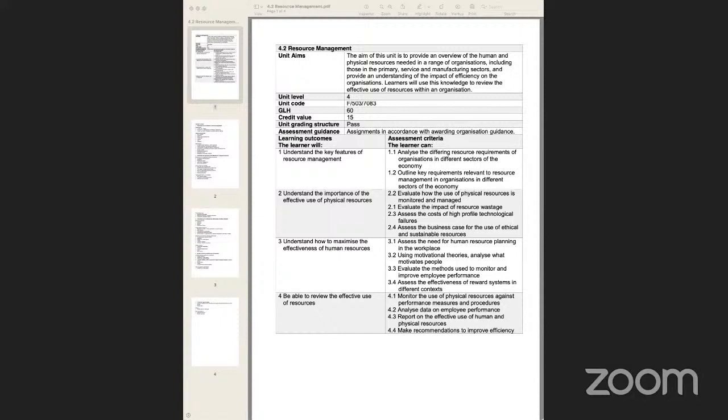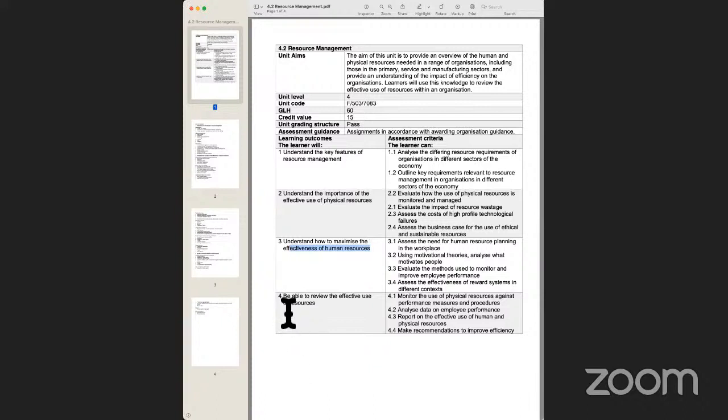So that is where our first learning outcome stopped, and we are going to continue our journey today with learning outcome 2. Learning outcome 2 focuses on understanding the importance of effective use of physical resources. After a brief overview of the unit, and understanding what resources are and why they are important in terms of management, we'll go into specific areas. One is physical resources, and then learning outcome 3 would be human resources.